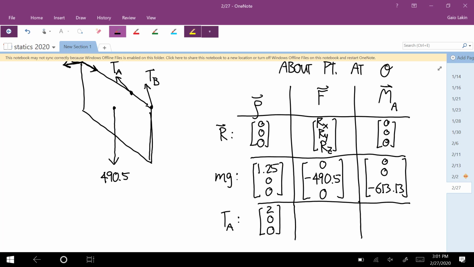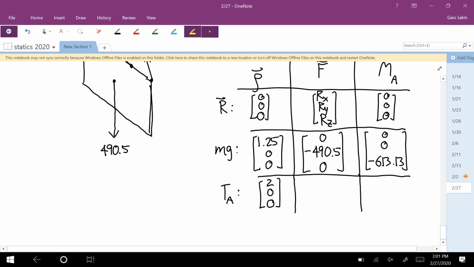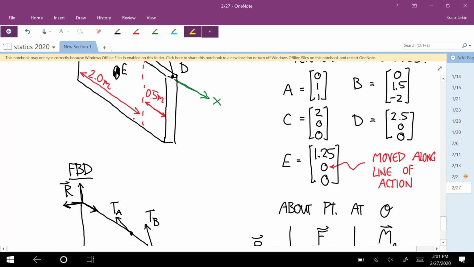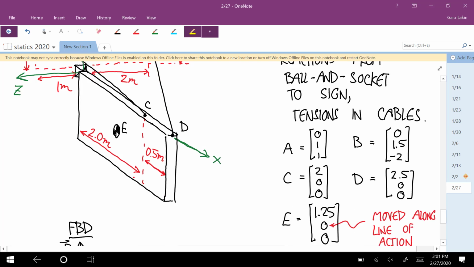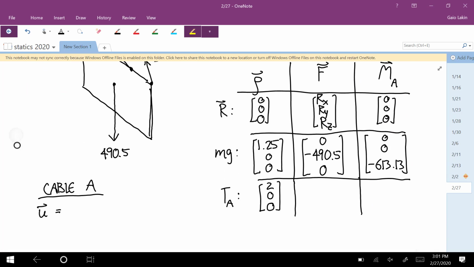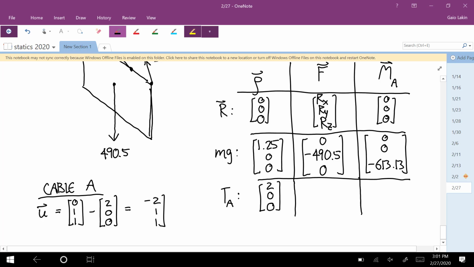Yeah, so we're going to have to get the unit vector that goes from C to A, and then multiply that by this variable TA. Okay, so the unit vector, let's do that for cable A first. So first, let's get a vector that's in the right direction. So our vector U, to get a vector that goes from C to A, is going to be the coordinates of A minus the coordinates of C. So 0, 1, 1 minus 2, 0, 0. So you get this vector negative 2, 1, 1. And now we have to divide that by its magnitude.